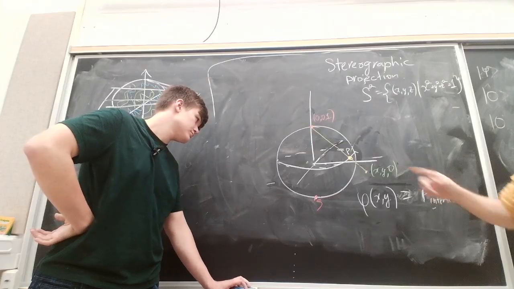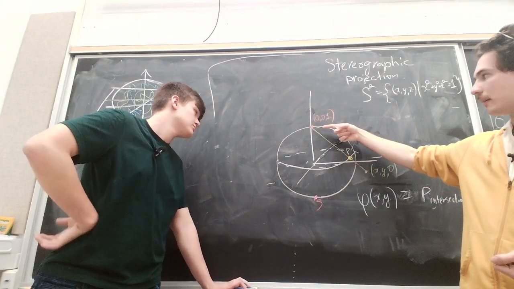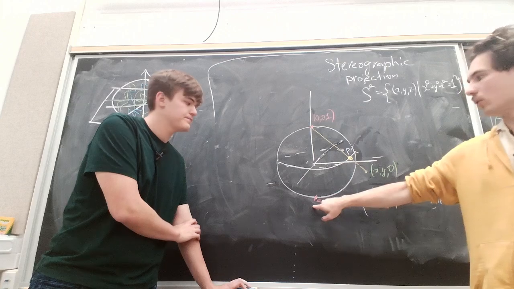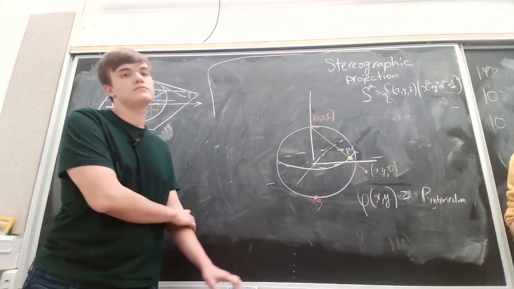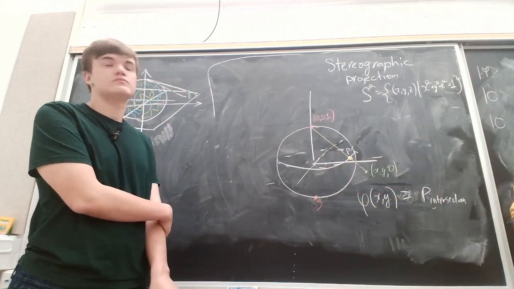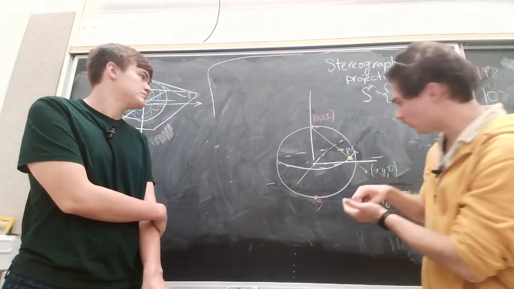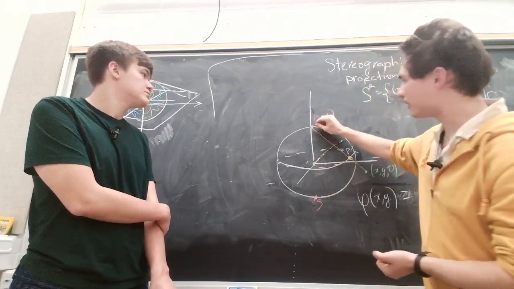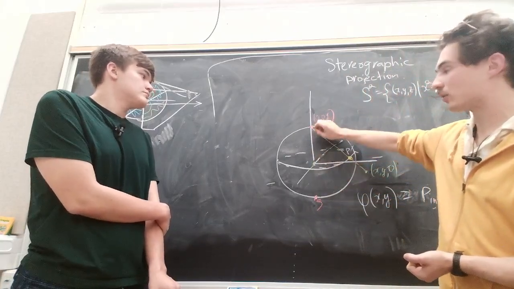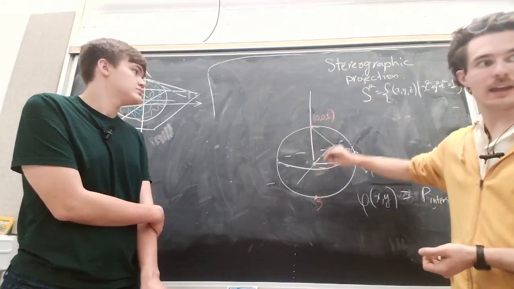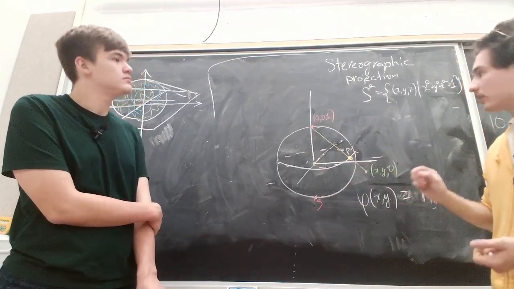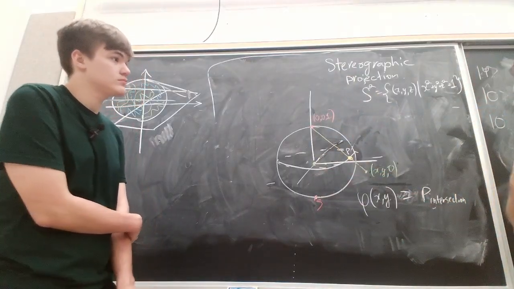So which point will the South Pole correspond to? Yes, 0, 0. If I look at 0, 0, the line connecting 0, 0 to 0, 0, 1 will be just the vertical line. And so the other place where it intersects the sphere will be at 0, 0, minus 1.